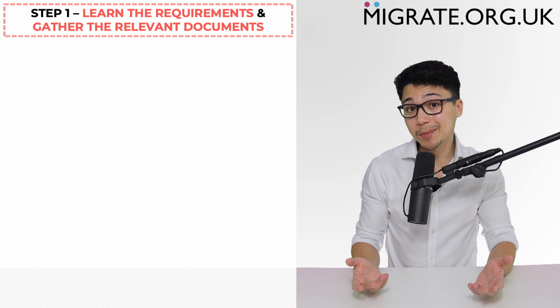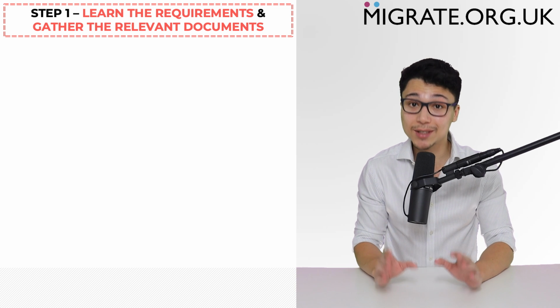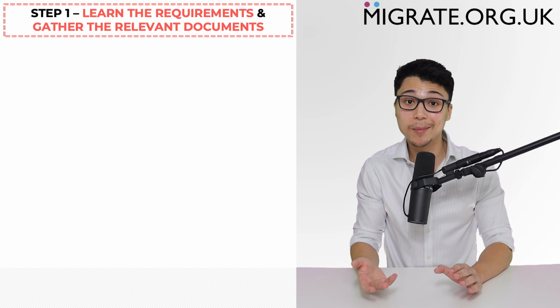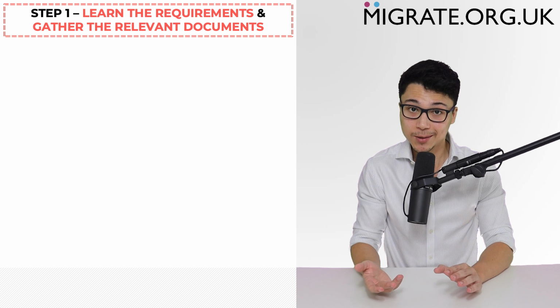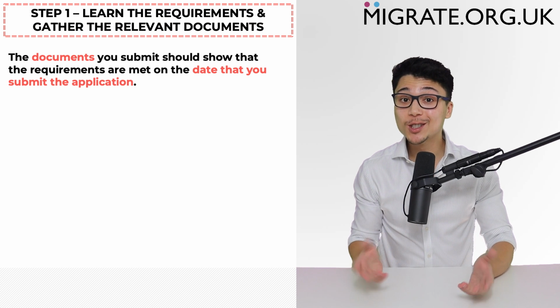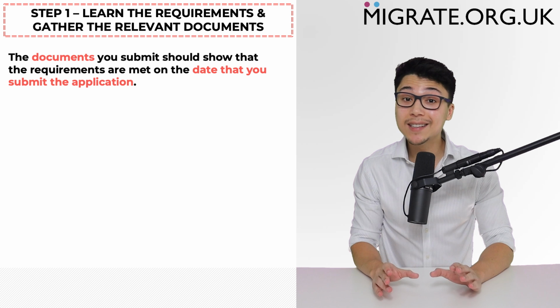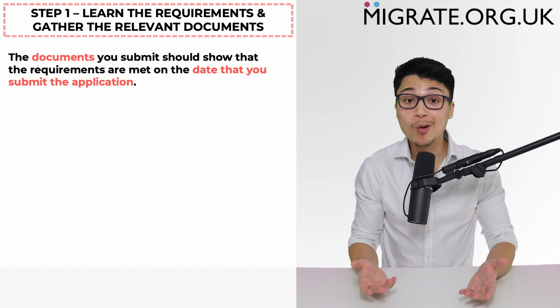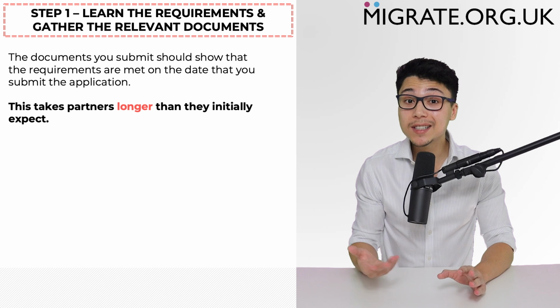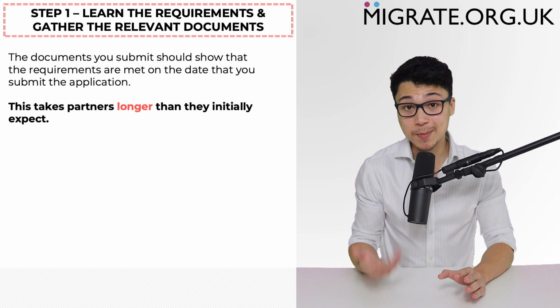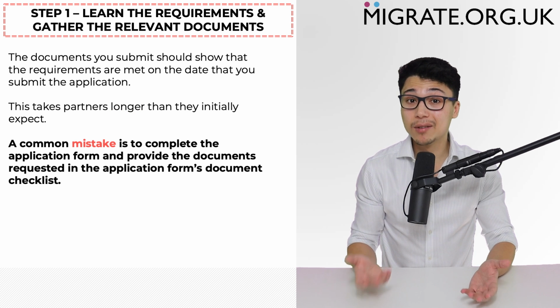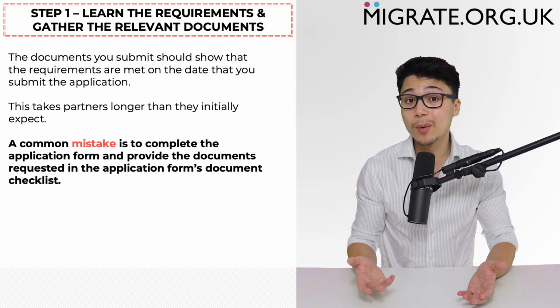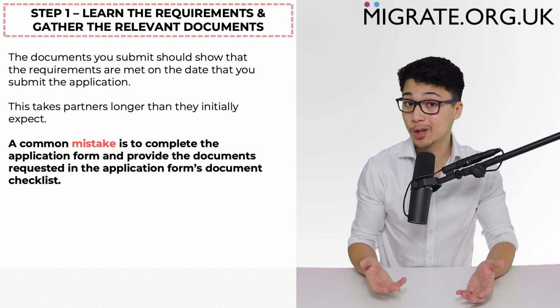The first thing that you must do if you're submitting the applications yourselves is to learn the spouse visa requirements and gather the relevant documents. This is because the documents you submit should show that the requirements are met on the date that you submit the application. The spouse visa and document-specific requirements are rather numerous, so this normally takes partners longer than they initially expect. A common mistake that leads to refusals is to simply complete the application form and then provide the documents requested in the online application form's document checklist.